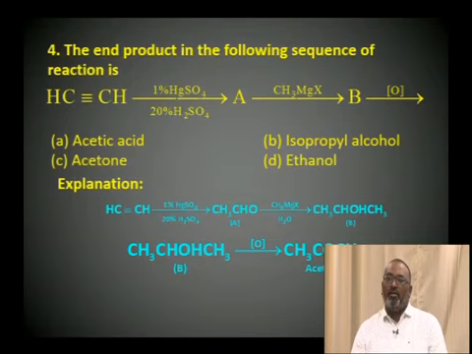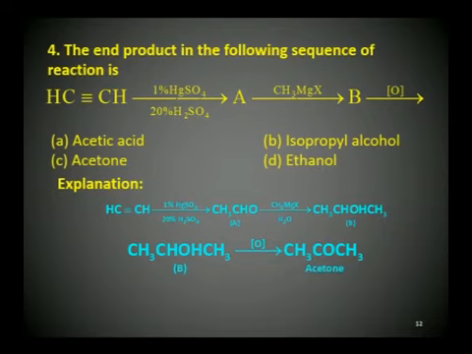Now, this isopropyl alcohol is again oxidized. As it is oxidized, we can see that when a secondary alcohol is oxidized, we get acetone, that is CH3COCH3. So, the answer is C.